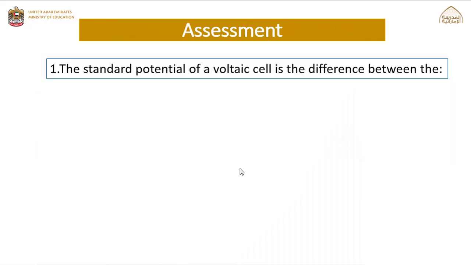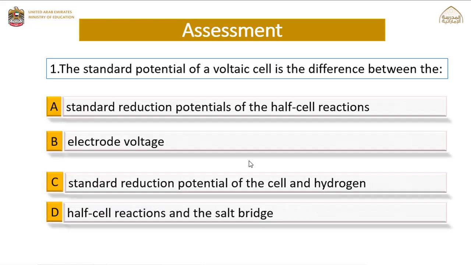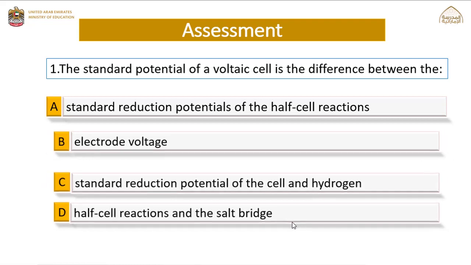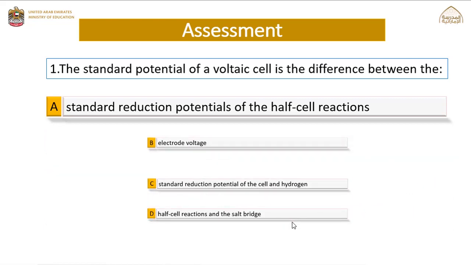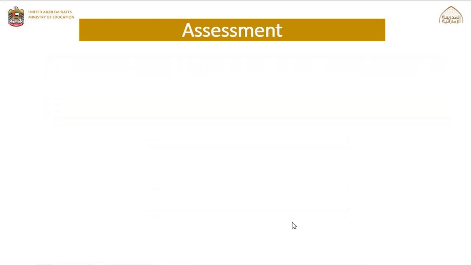Let's see a few more assessment questions. The standard potential of a voltaic cell is the difference between the: A. Standard reduction potential of the half cell reactions, B. Electrode voltage, C. Standard reduction potential of the cell and hydrogen, D. Half cell reactions and salt bridge. The answer is A. It's the difference between the standard reduction potentials of the two half cell reactions.